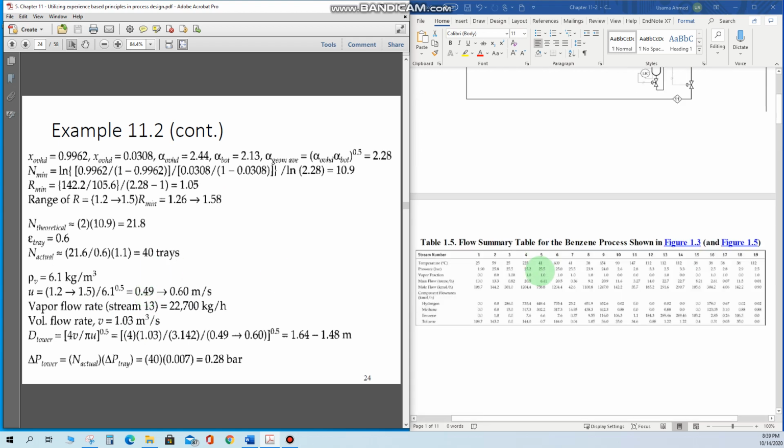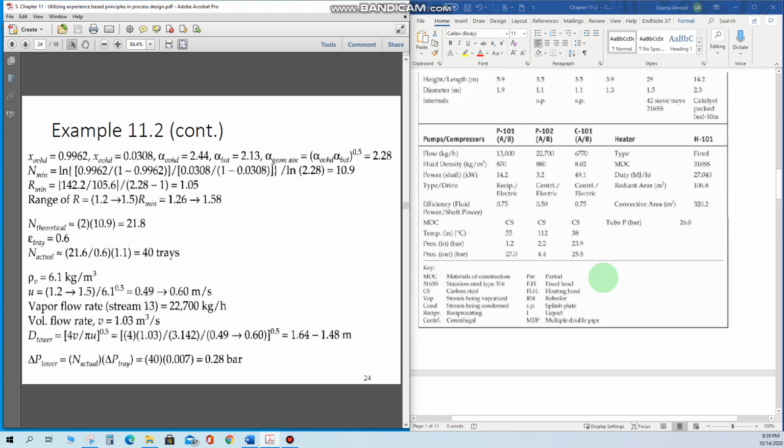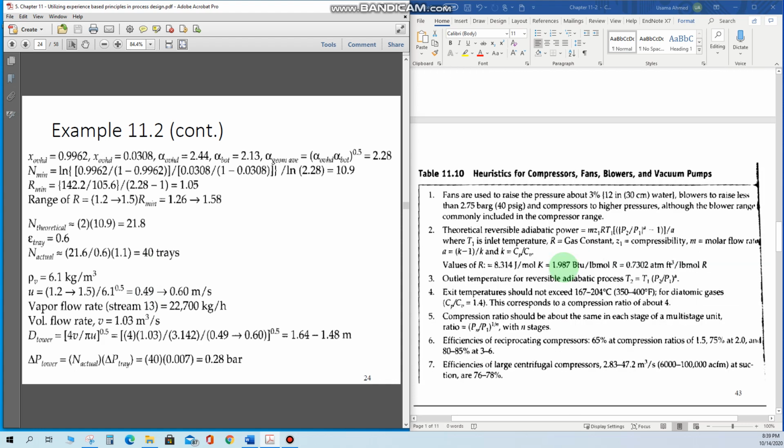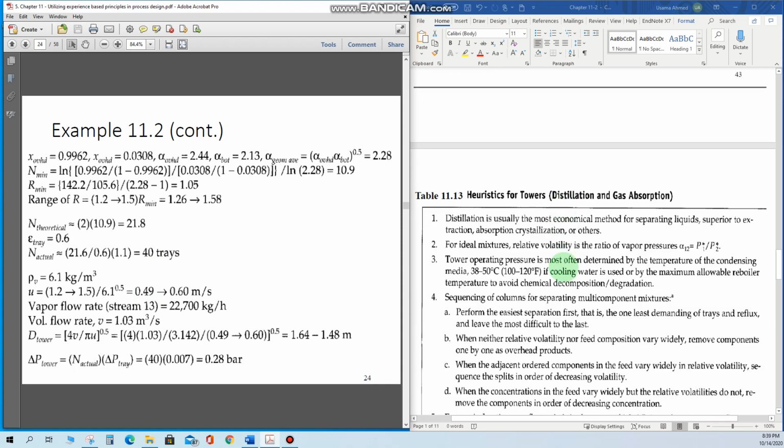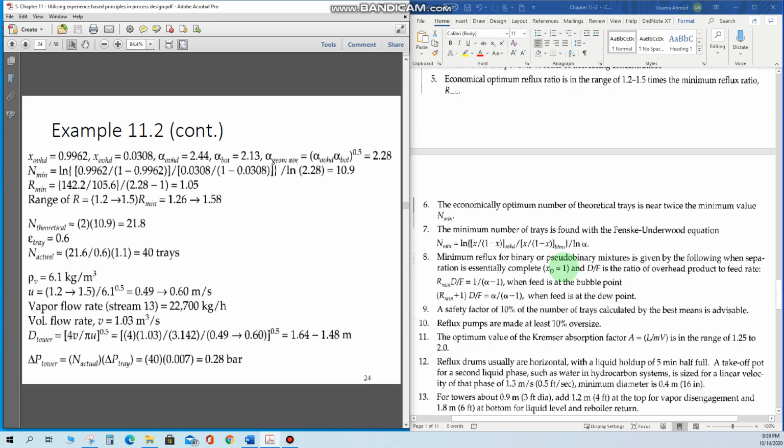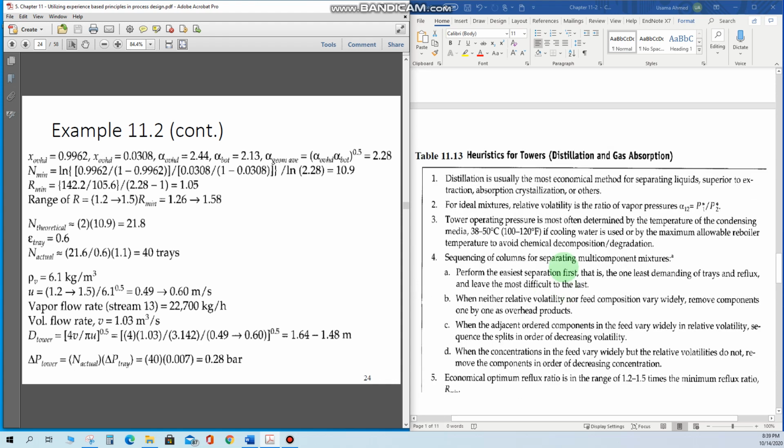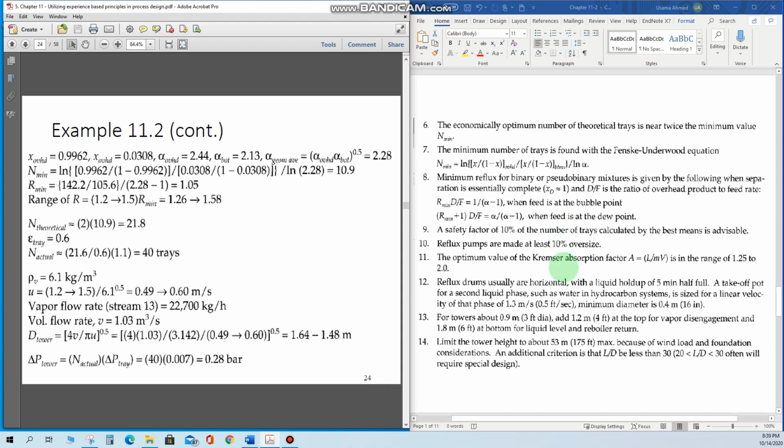Okay, so if you go back to this table 11.10, yes, 11.13. Okay, so here you would see that there is a safety factor of 10% of number of trays calculated. So here you have to incorporate the safety factor also to estimate the actual number of stages. By this equation you can have the value 40 number of trays for the actual number of trays.